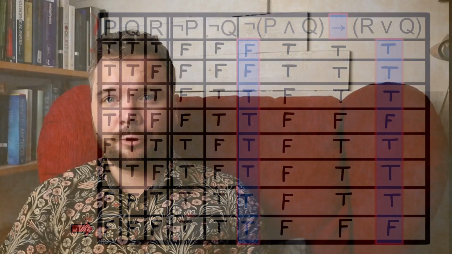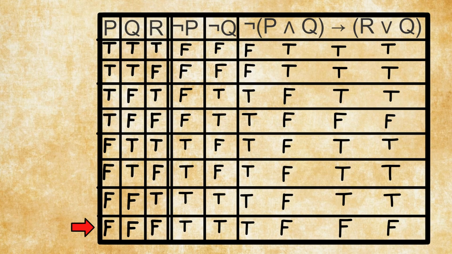Now, just like before, we need to find a row where all the premises are true and where the conclusion is true as well. And as you can see here in scenario 7, the premises are all true and the conclusion is true as well. We cannot find a row where all the premises are true while the conclusion is false at the same time. Hence, the argument is valid.